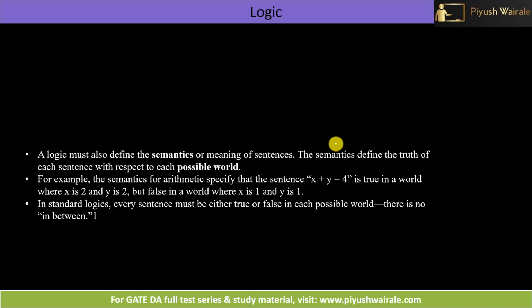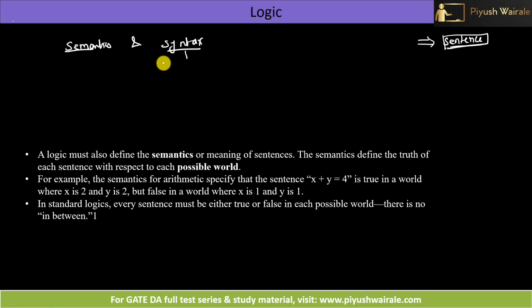But in order to draw conclusions from a sentence, the AI agent should be able to understand the sentence first. So there are two things: first one is semantics and syntax. So what are semantics and syntax here?